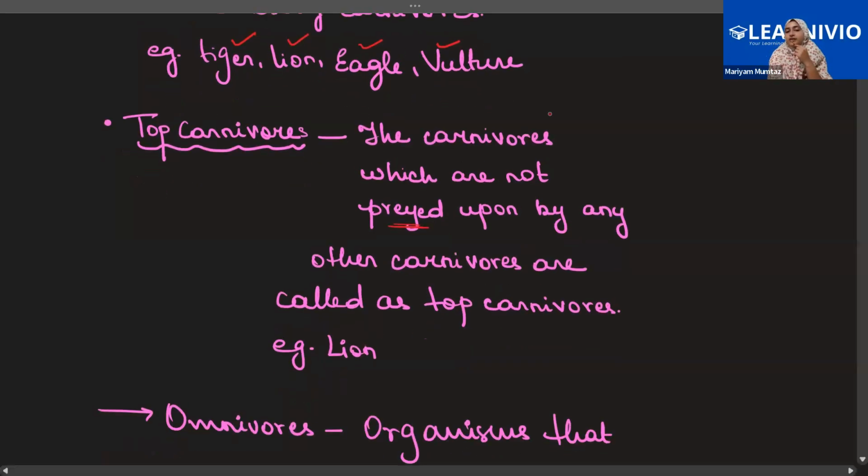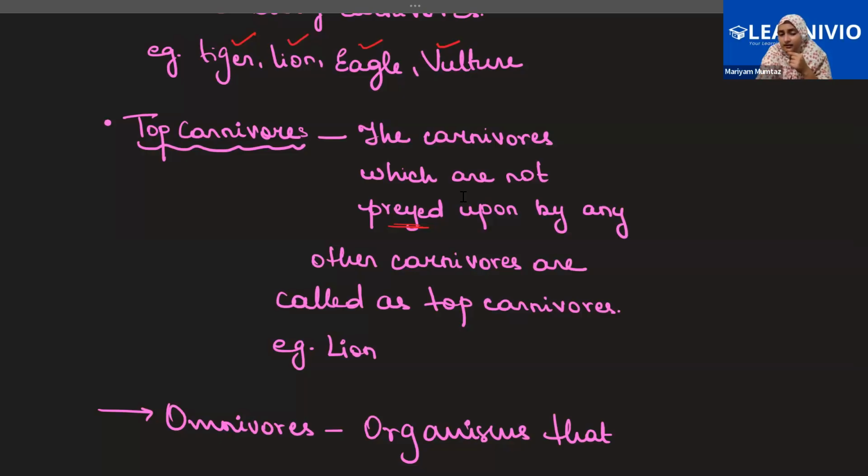Any doubts up until now, students? This is all very basic, simple, easy, tiny things. Hmm? Yes, say, don't tell me. Hyenas eat lions though? Don't hyenas eat lions?